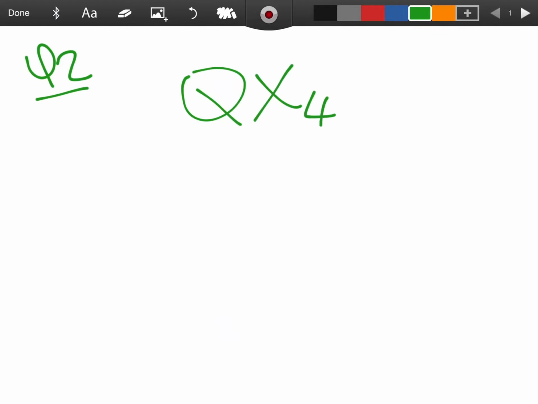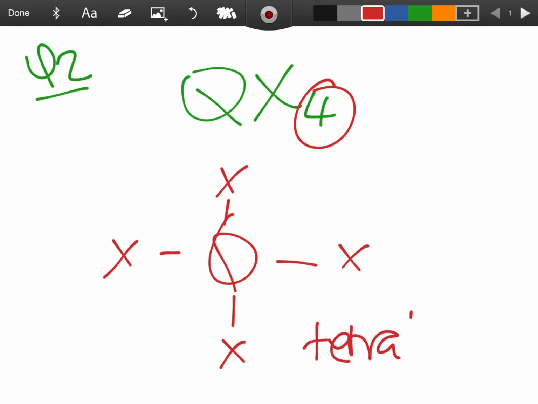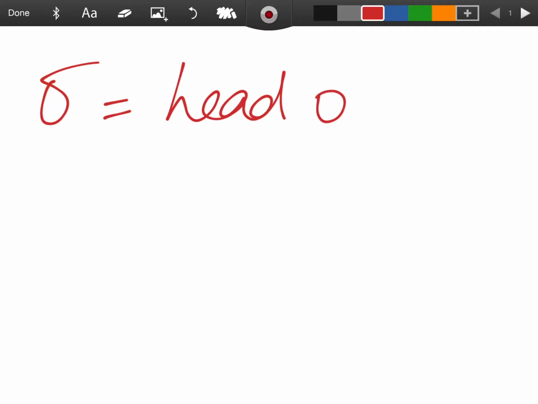It asks you then in question 2 to give the shape and the corresponding bond angle for a molecule if you saw QX4. Now lads, when you see the 4 there, you know that Q is bonded to 4 X's. So the shape when there are 4 bond pairs, tetrahedral, okay, tetrahedral, and the bond angle is 109.5.